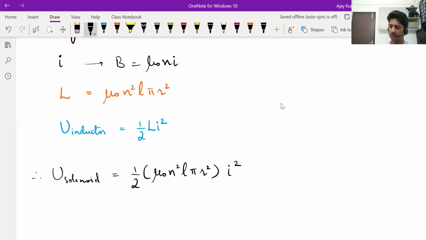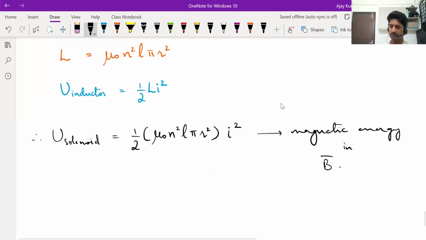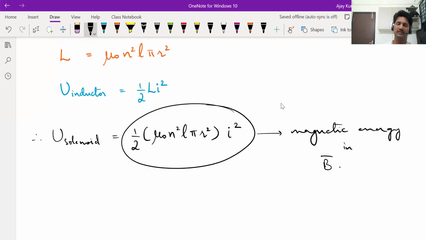And in what form is this stored? This is magnetic energy. And where is this stored? It is the magnetic energy stored in the magnetic field of the solenoid. Inside the solenoid, there are field lines, no? In that field, it is stored. Okay. So we know how much energy is there in the magnetic field of the solenoid, and we also know in what space that magnetic field is present.